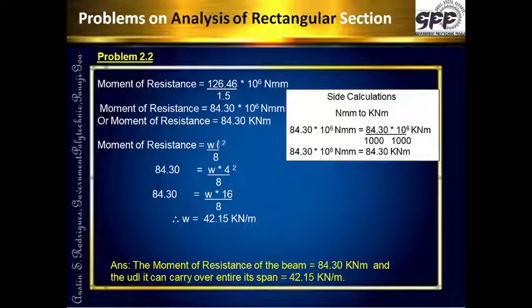Best option, if we are not sure, leave the value as it is. So the UDL which can be allowed over the entire span of this particular beam is 42.15 kilonewton per meter.